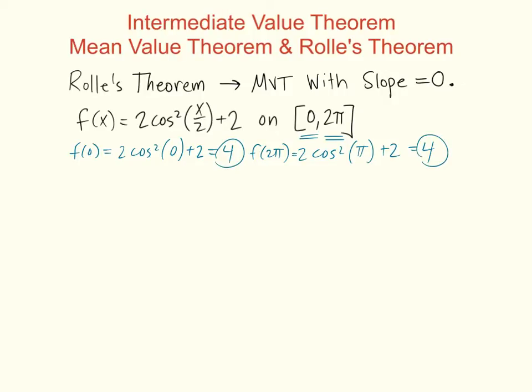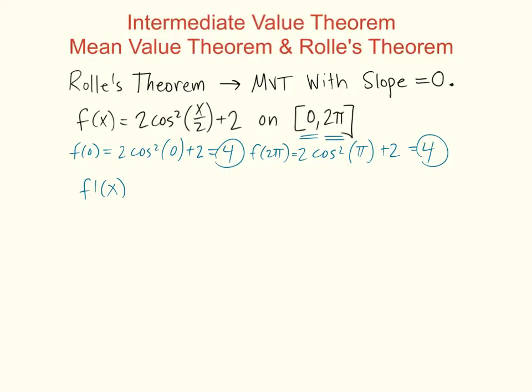They don't have to be 0, they just have to be the same, because the slope between (0, 4) and (2π, 4) is a flat line. That's a slope of 0. So if you're checking to see if Rolle's theorem applies, the values don't have to be 0. The slope between the 2 points has to be 0. So now my question is, at what point is the derivative of f equal to 0?